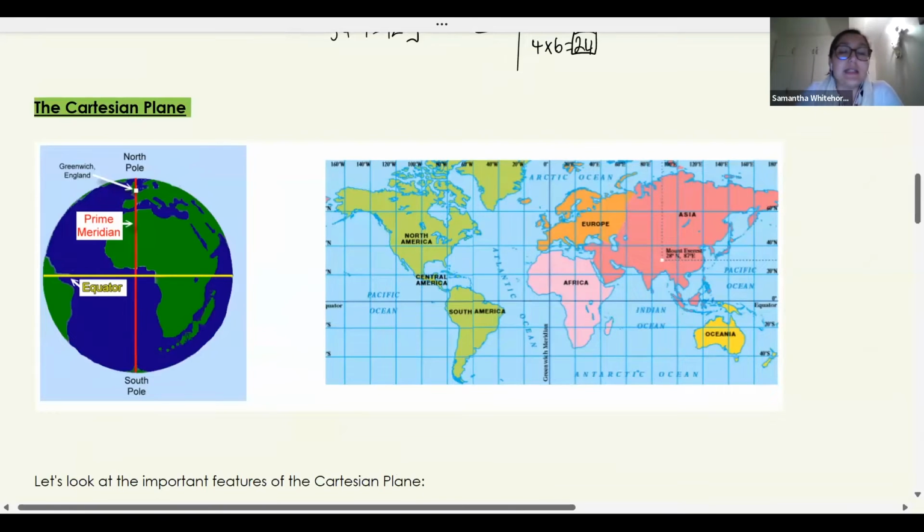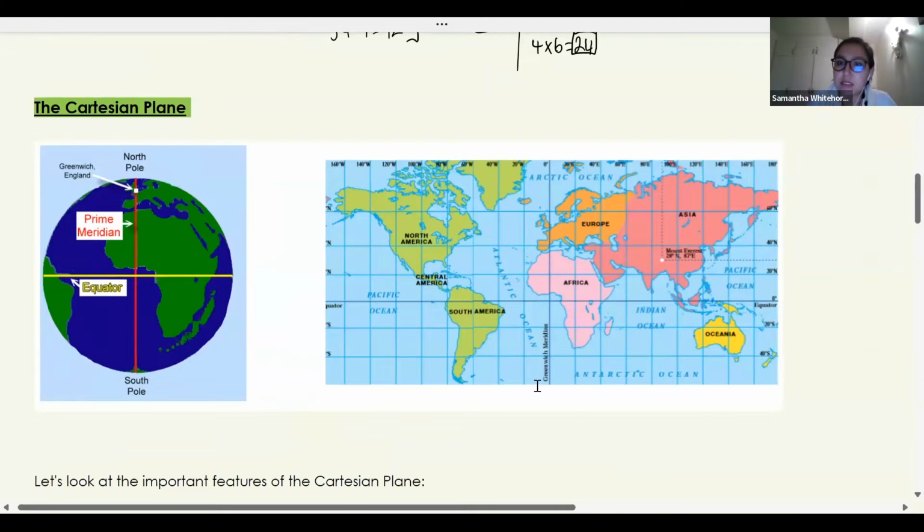What we're going to chat about today is the Cartesian plane. Some of you might have heard of the Cartesian plane, some of you might not have, but the Cartesian plane is basically what we use to plot points on and to identify where points sit on a Cartesian plane.